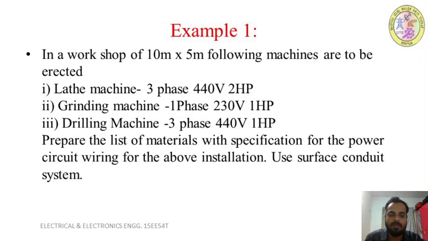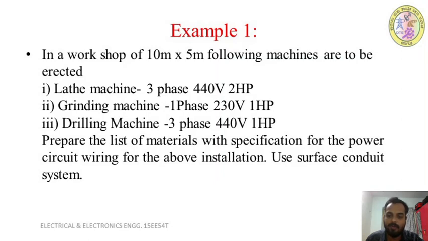Here is the given example. In a workshop of 10 meter into 5 meter, the following machines are to be erected. First, lathe machine, 3 phase, 440 volt, 2 HP. Next, grinding machine, single phase, 230 volt, 1 HP. Next, drilling machine, 3 phase, 440 volt, 1 HP. Prepare the list of materials with specification for the power circuit wiring for the above installation.